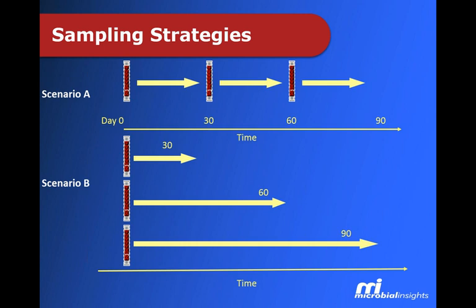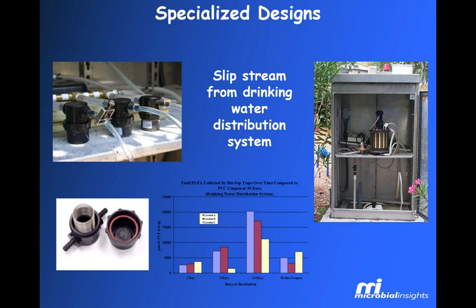If you're interested in sampling over time, there are a couple of different strategies for doing that. You could deploy a biotrap today, for example, then retrieve it 30 days later and replace it with a fresh biotrap and continue that process during the entire time that you want to sample. Another option is to deploy several biotraps at once and then simply retrieve them over time. And illustrated here is a 30, 60, and 90-day retrieval.